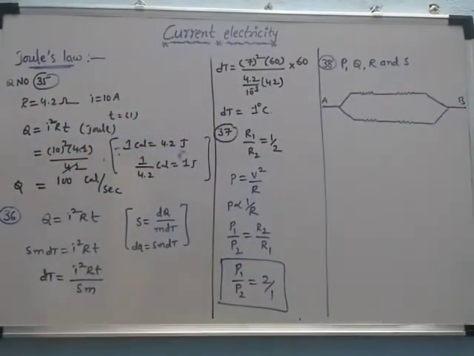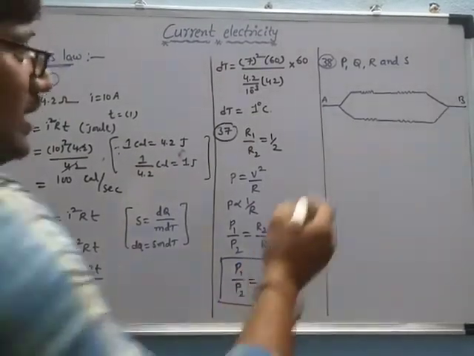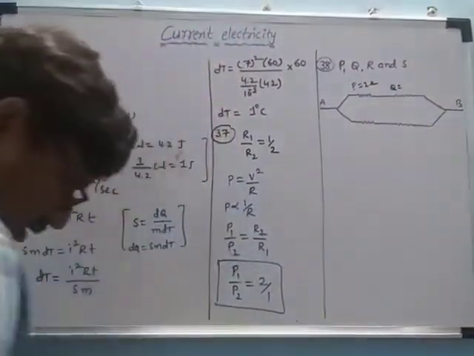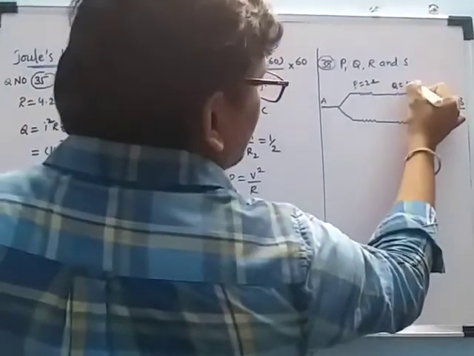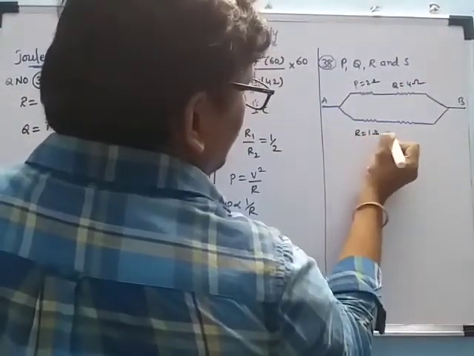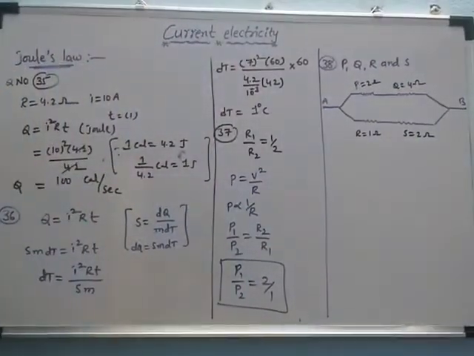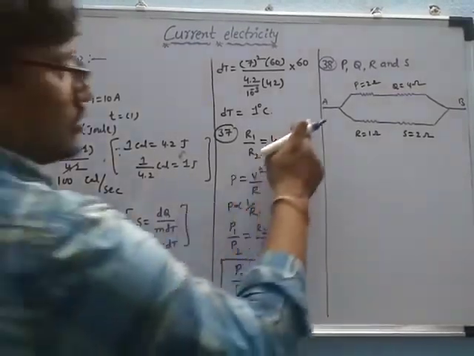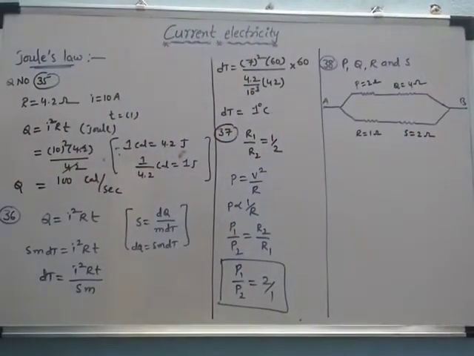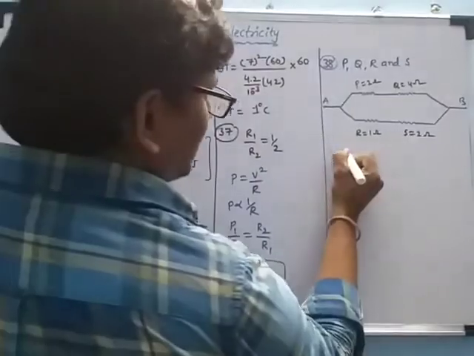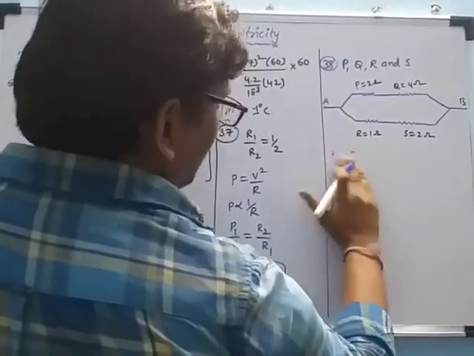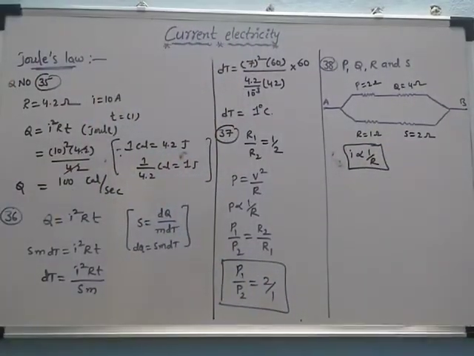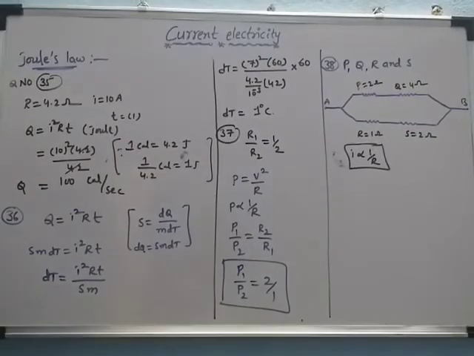Now find out which has the greatest. See, P is equal to 2 ohms, Q is equal to 4 ohms, R is equal to 1 ohm, and S is equal to 2 ohms. See which has the greatest current flowing in A to B. We know that the current is inversely proportional to the resistance. That means when the current increases, the resistance decreases.